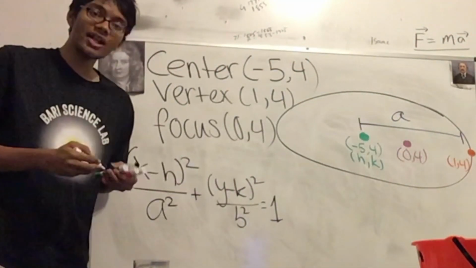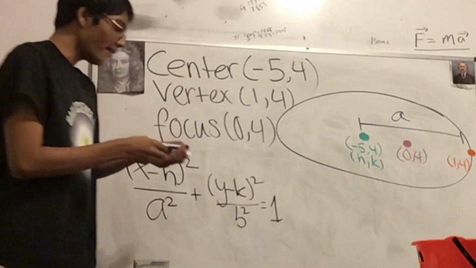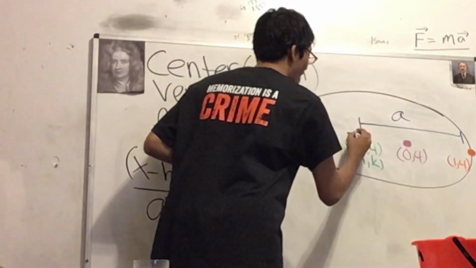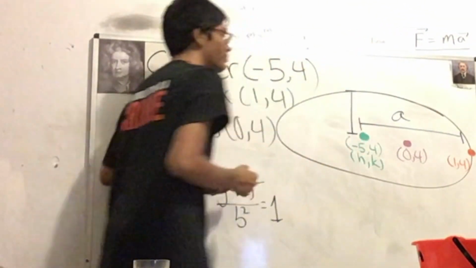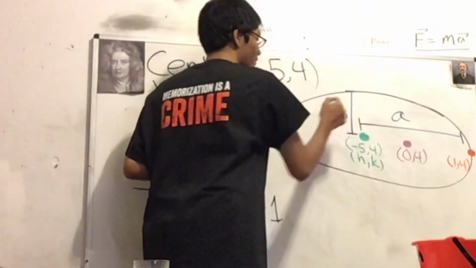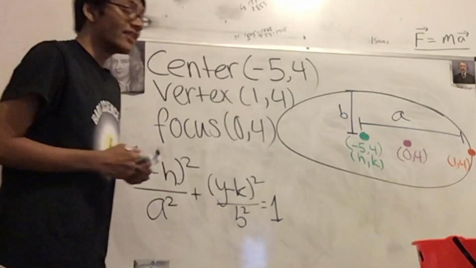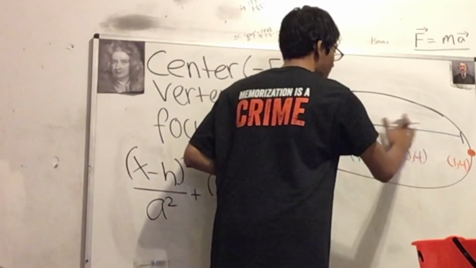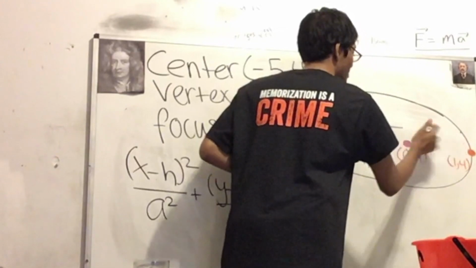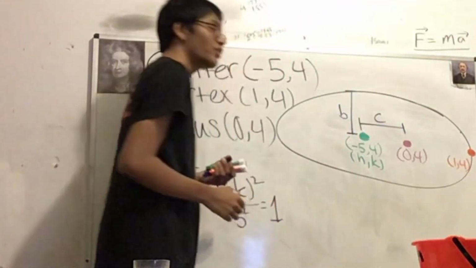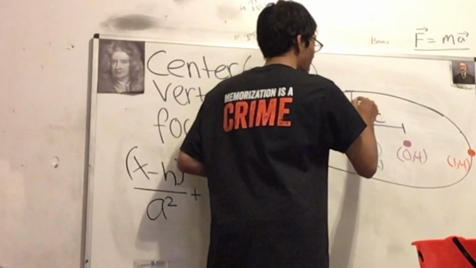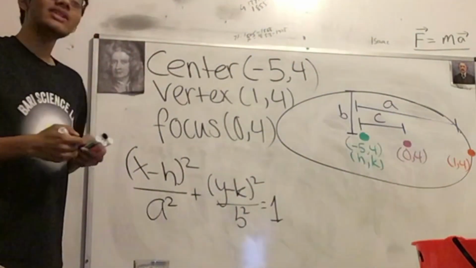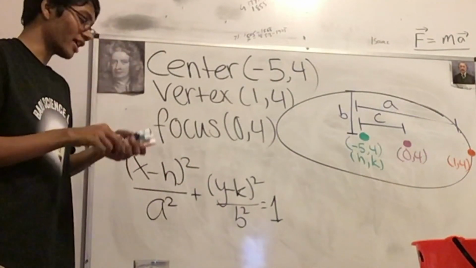What about my b value? Well, remember that my b value is going to be this distance. It's going to be half of the minor axis length. That's going to be b. And finally, my c value is going to be the distance from my center to my focus. Okay? And so we have all three of our values in one picture: a, b, and c. Let's see which one of these we can easily get really quick.